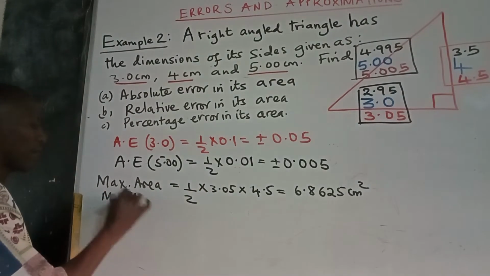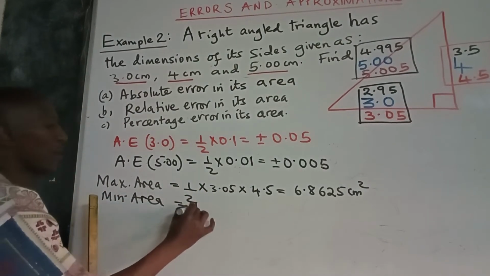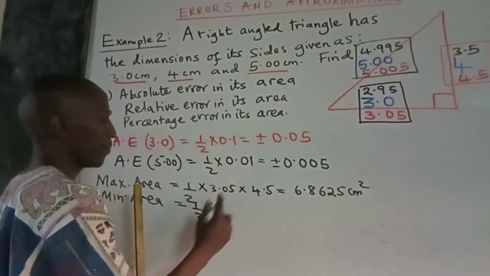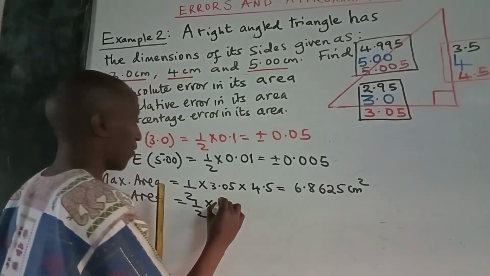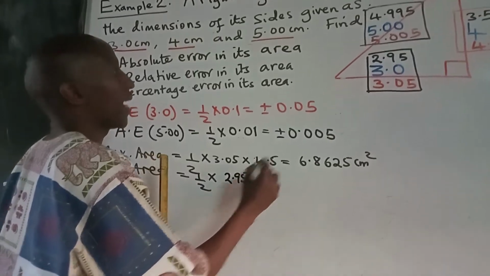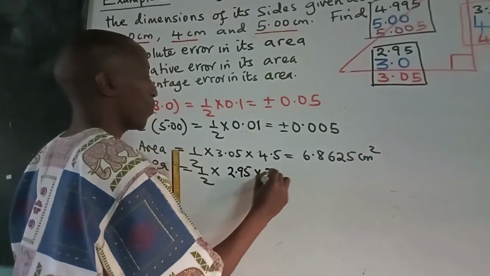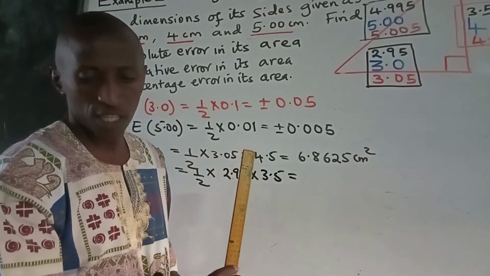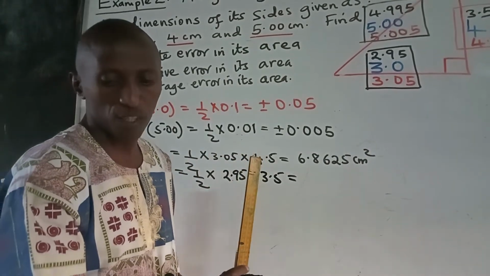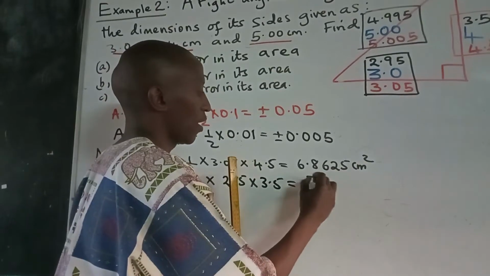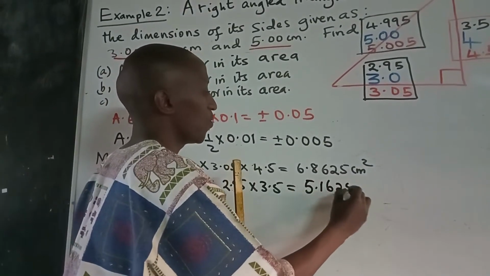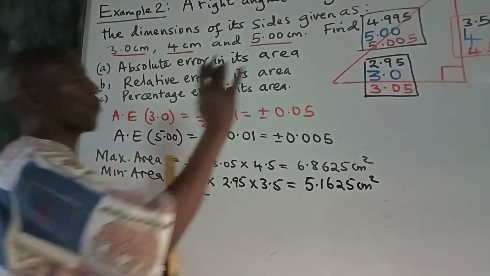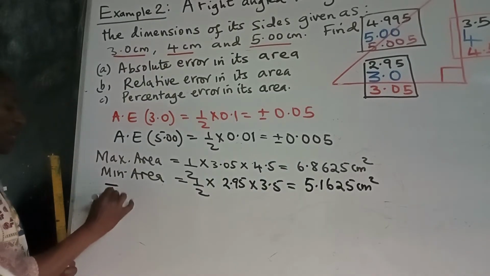The minimum area, the same, a half times the minimum base, so for this we have 2.95. And for that height, we have 3.5. And compute that in a calculator, and let's see what we have. Myself, I have 5.1625 centimeters squared.